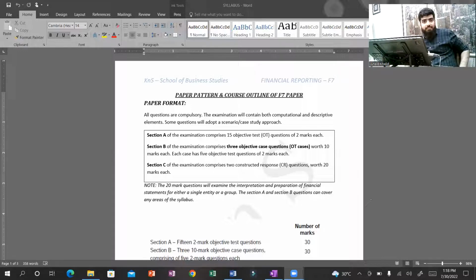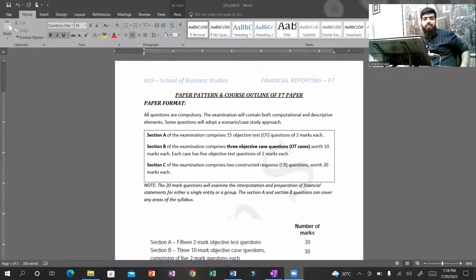Section A will also consist of 30 marks. That means 15 questions, 15 MCQs, 2 marks each. The weightage of section A is 30 marks. The weightage of section B is 30 marks, which means now the total marks for section A and B is 60 marks. Remaining 40 marks will pertain to section C.